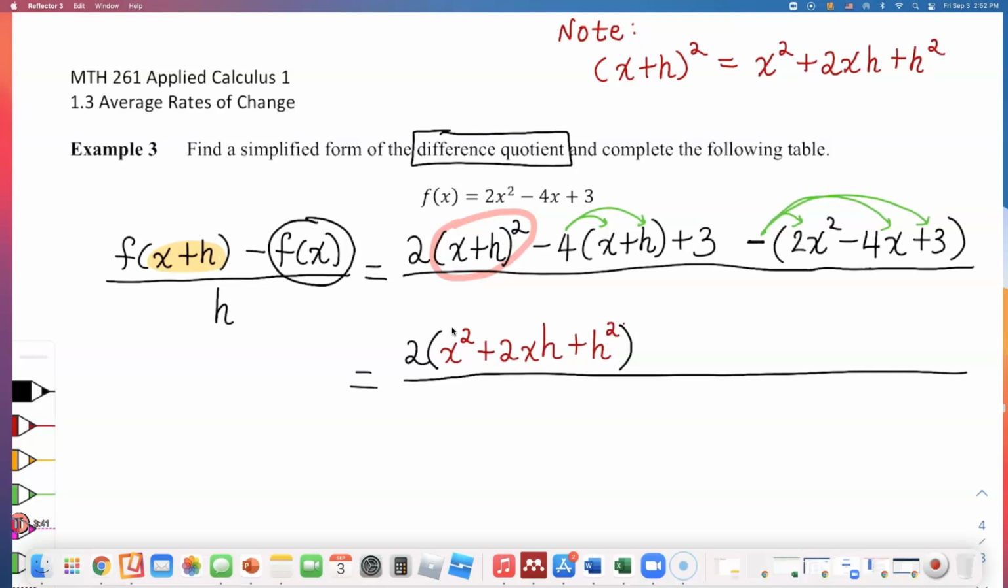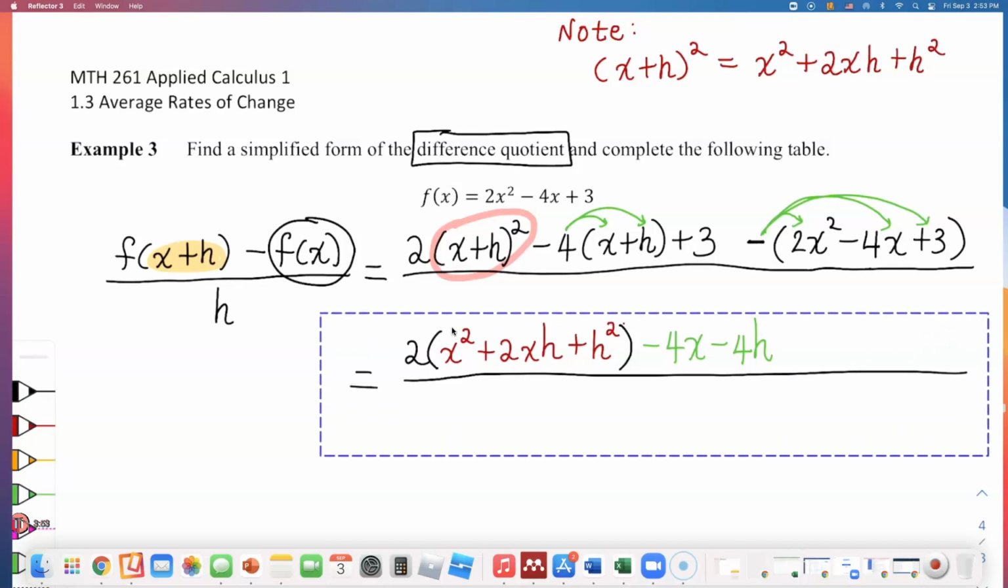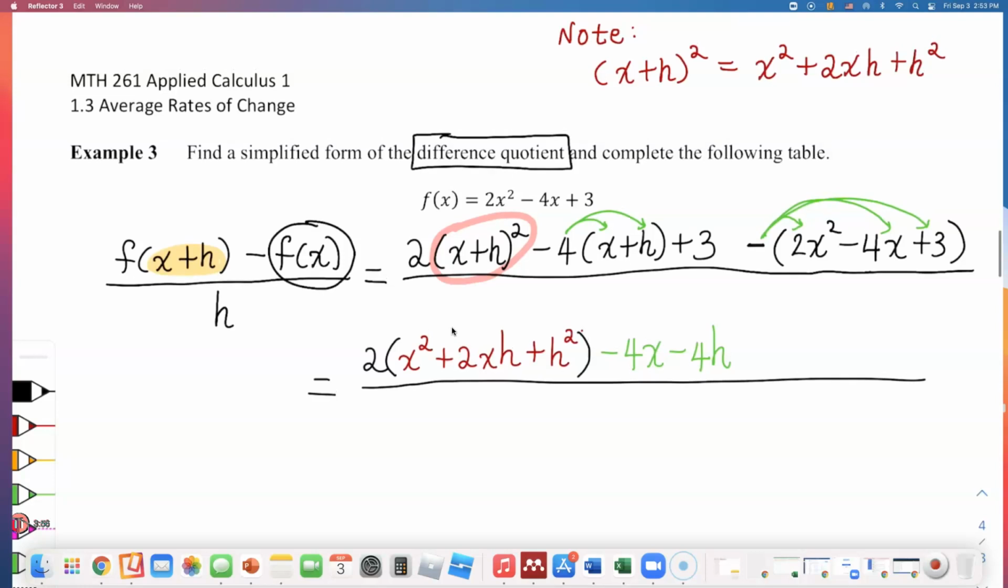I'm distributing the -4. That will give me -4x minus 4h, right? Let me move this slightly to the right. I don't think I will have room. Okay, and then plus 3 comes down. You see the plus 3 comes right down. And I now need to distribute that negative symbol. So that will be minus 2x squared. And negative times negative is positive 4x. And negative times positive 3 is minus 3. So I did all the distributive property.